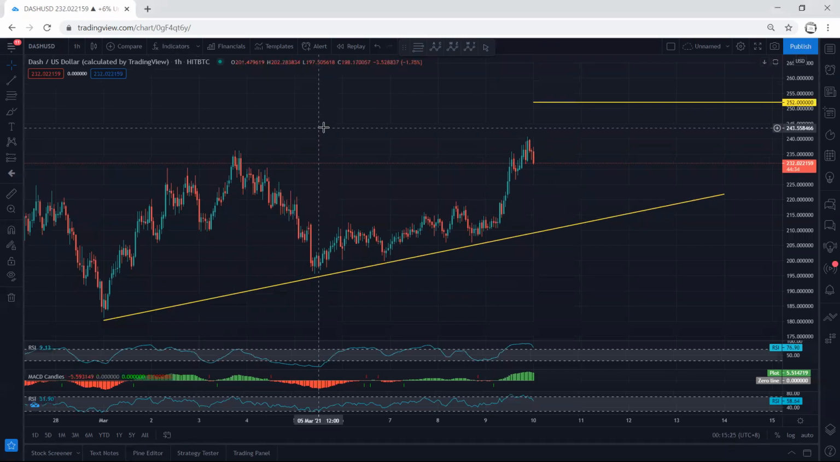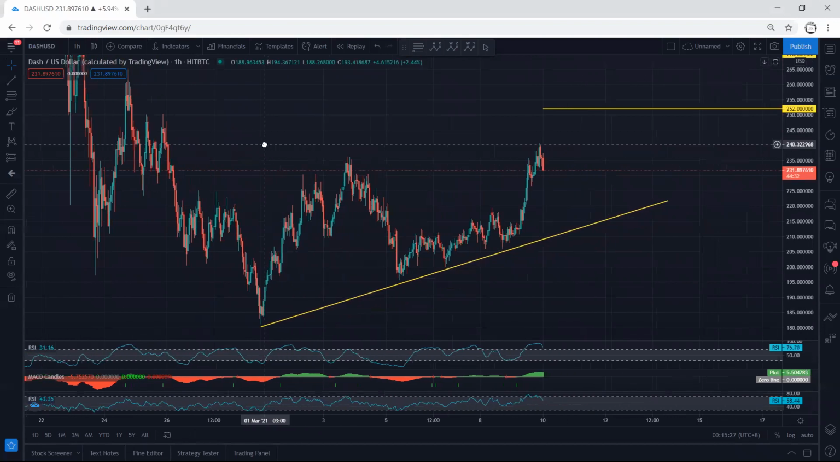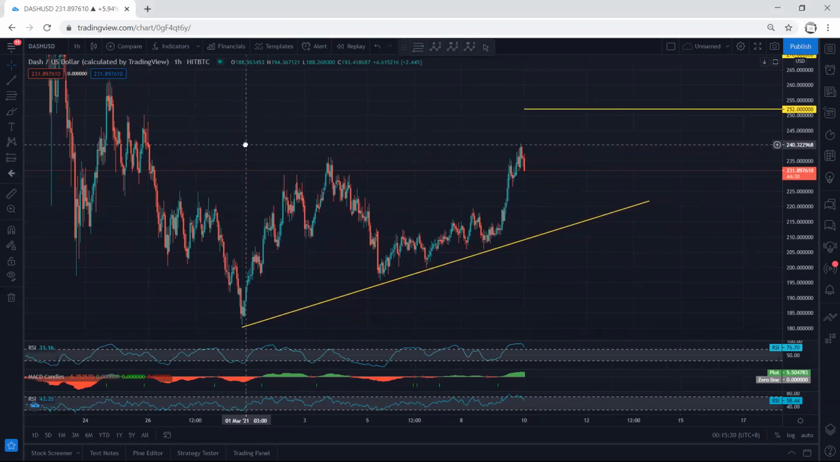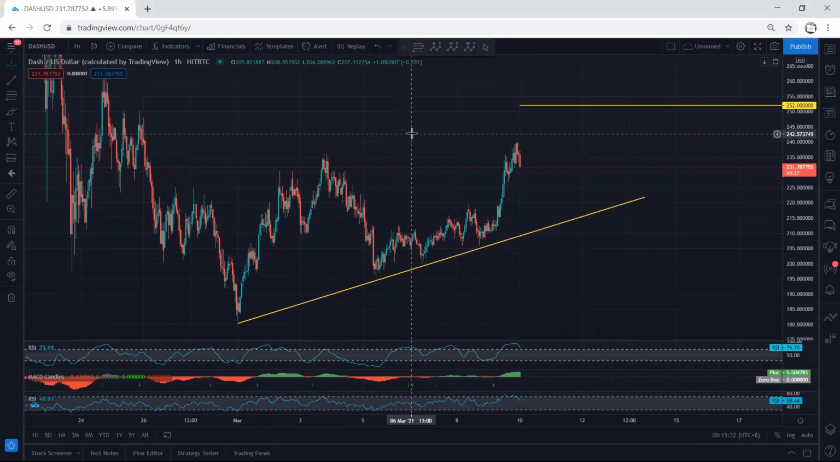Anyway, we just follow the chart, and if I see any changes or trade setup, then I will share. But right now, we don't have any trade setup.